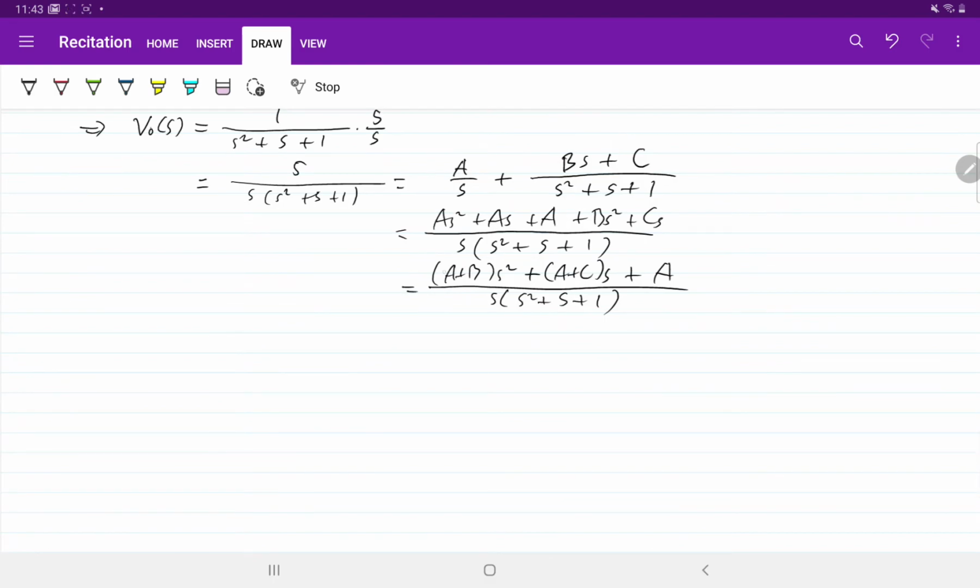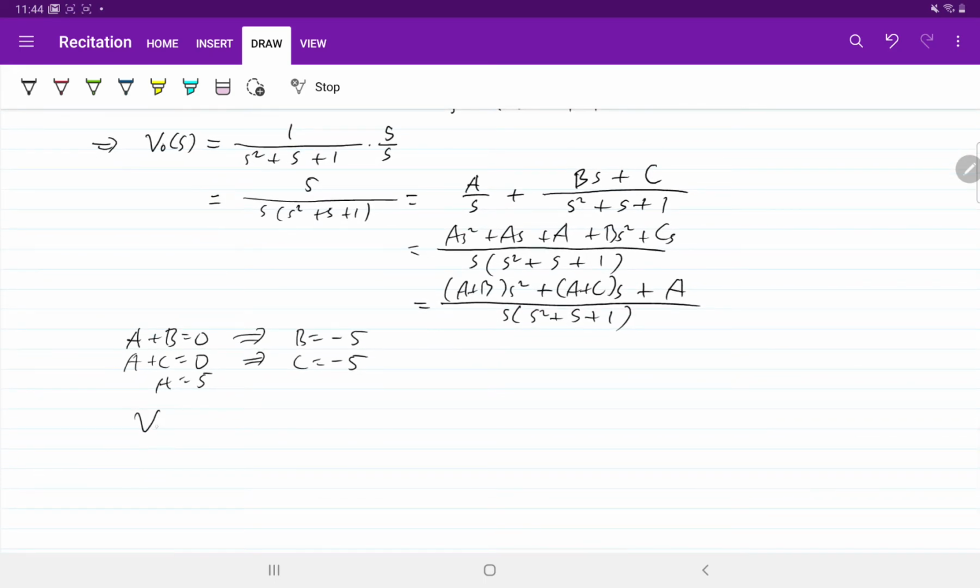Okay, comparing this with this one, then we have three equations. A plus B is 0, A plus C is 0, and A is 5. From here we know that B must be minus 5, C is the same, minus 5. So we have V0 of S is 5 over S minus 5 times S plus 1 over S squared plus S plus 1.